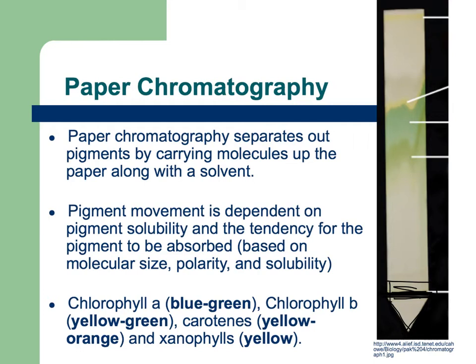So you have chlorophyll A, which is a blue-green color. You have chlorophyll B, which is more of a yellow-green. You have your carotenes, or carotenoids, which are a yellowish-orange, and you have xanthophylls, and that's a pretty light yellow.